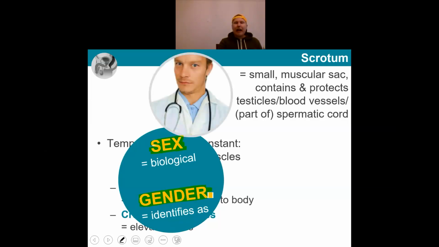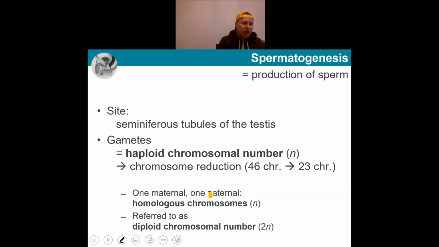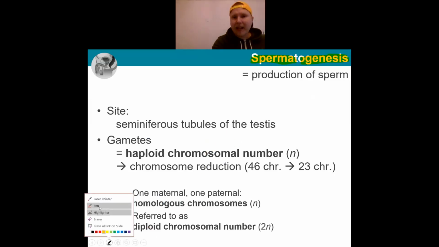The next thing that I wanted to mention is just 2 words about the process called spermatogenesis. The spermato part refers to the sperm and genesis refers to the production. So spermatogenesis refers to the production of the sperm.